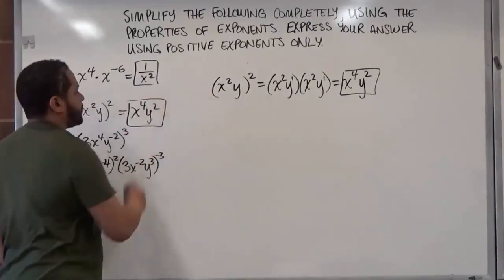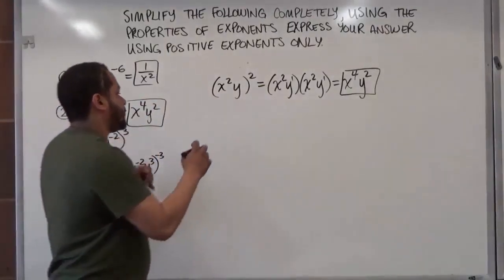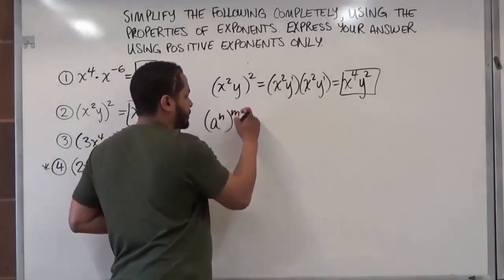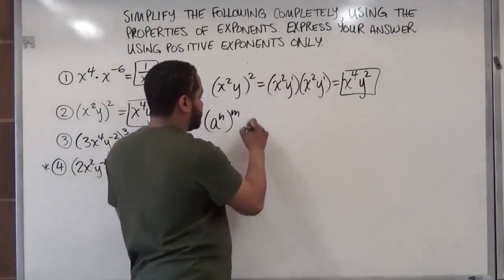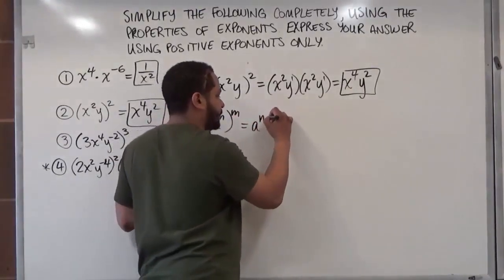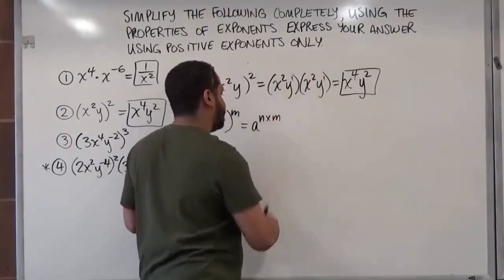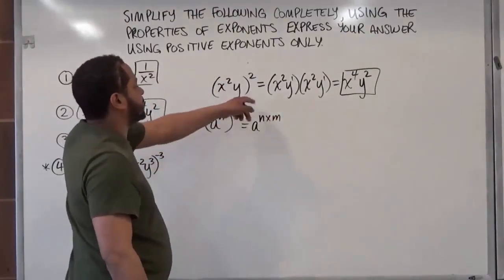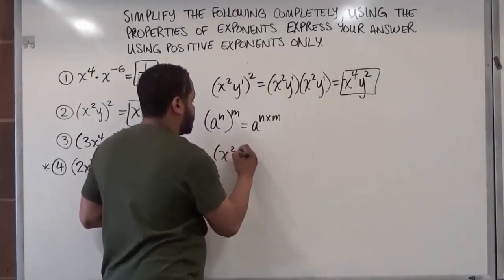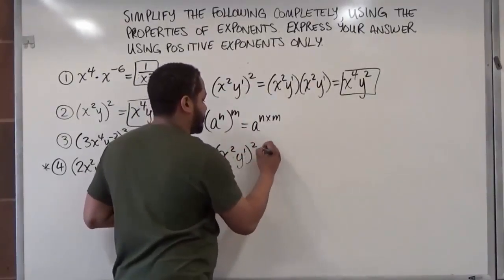And now let's see it with the properties of exponents here. The properties of exponents say if we have an inside term with an exponent and an exponent outside of the set of parentheses, we multiply the two against each other. So we'll have a to the power of n times m. All right, so let's try that with these. Understanding that the y has a power of 1, right? So we have x squared, y to the first to the second power.